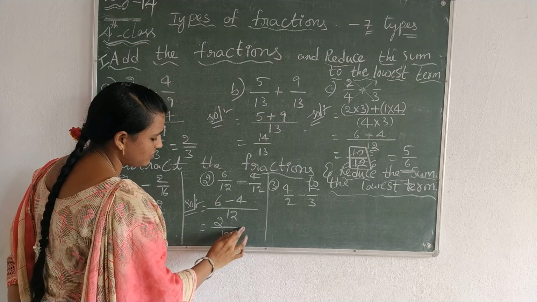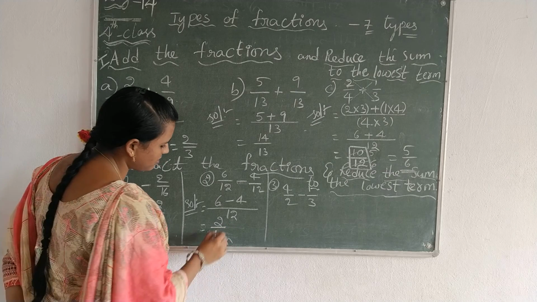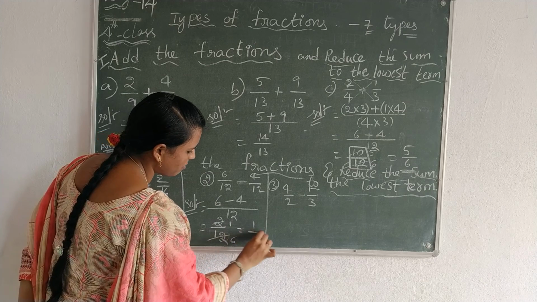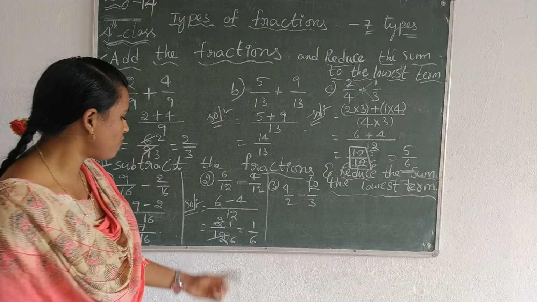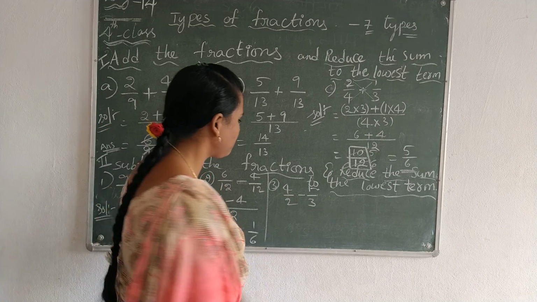2 and 12. These two are cancelled in which table? 2 table. 2 is cancelled here one time and 12 is cancelled 6 times. So 1 by 6 is the lowest form of 2 by 12. Understood? Come to the next sum.